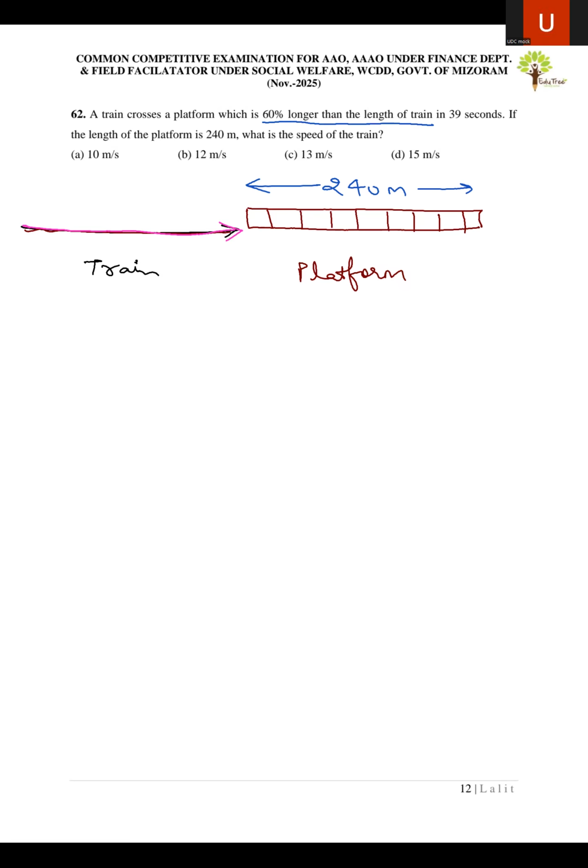What is the meaning of this? Now this platform is already 60% greater or 60% longer than train. So of course the length of the train should be less than 240 meters. This platform is 60% longer. 60% longer means 160%. So 160% is equal to 240.